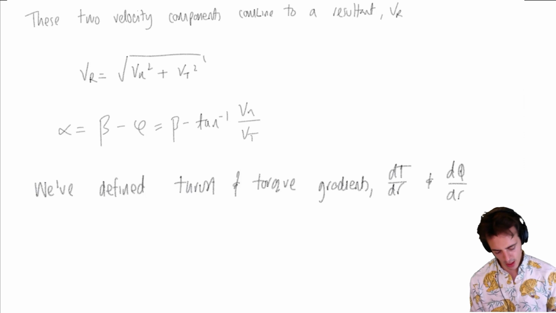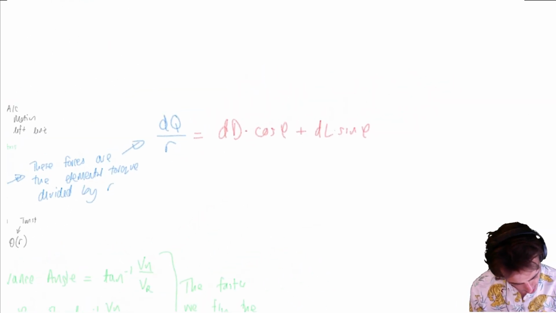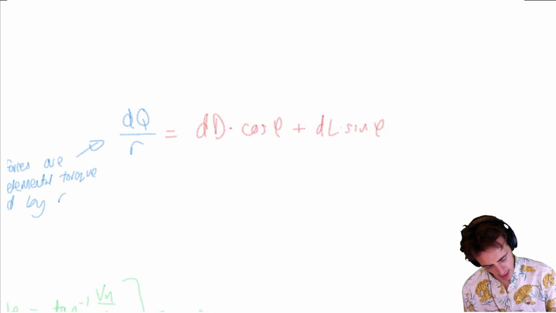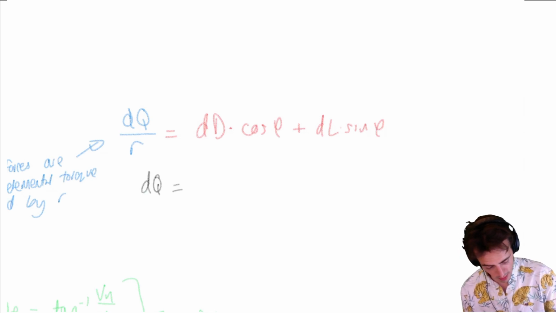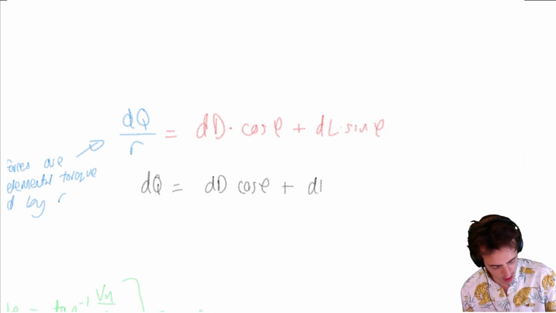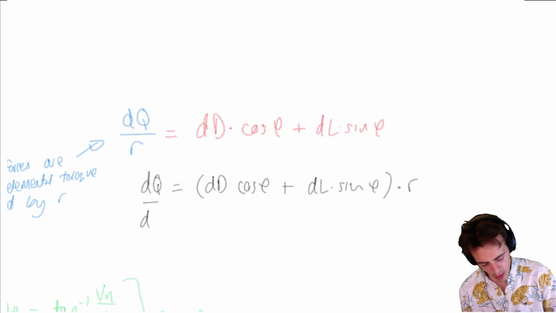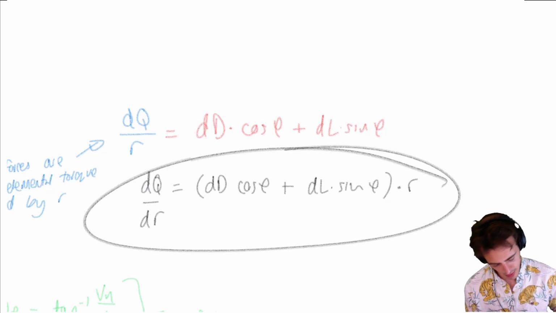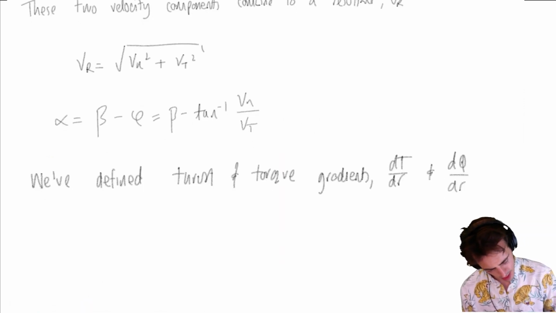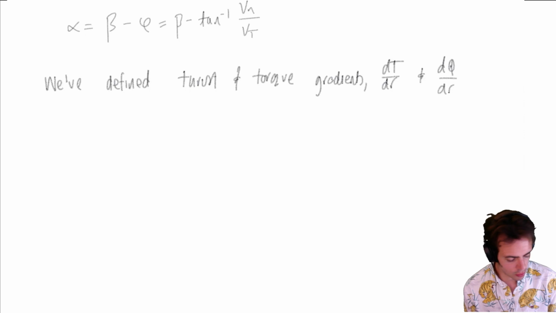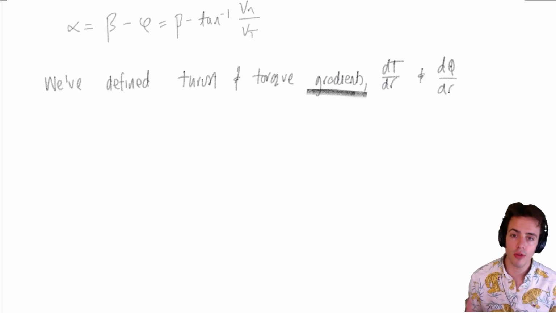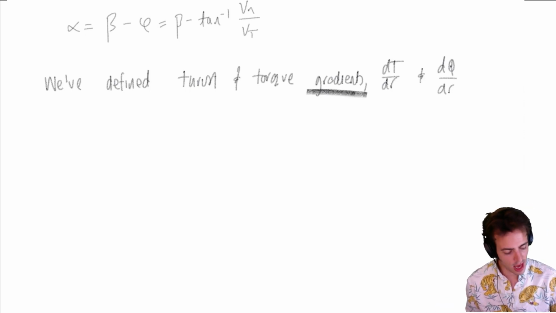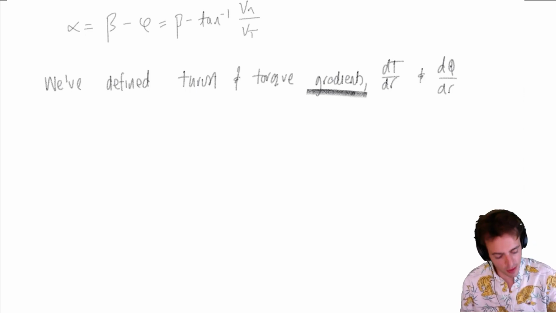We've got dT and dQ on dr. If I was to define dQ, then that would be simply dD cosine psi plus dL sine psi, multiplied by r. So this gives me dQ on dr. So we've defined these thrust and torque gradients. Now these are how the thrust and torque contributions change with the span-wise position.